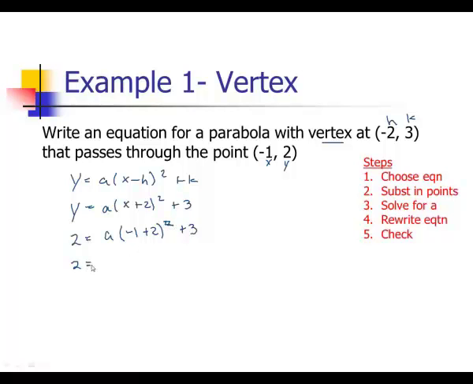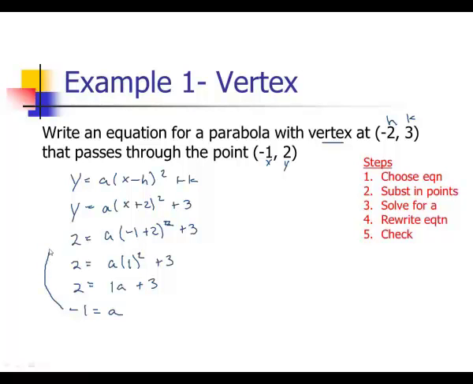So we need to simplify so we can solve for a. So we've got a, -1 plus 2 is 1, squared, plus 3. 1 squared is 1 times a is 1a. So we've got 1a plus 3. Or you can just write a here. Now we need to solve for a, so since we have this plus 3, we need to subtract 3. So 2 minus 3 would be -1 is equal to a.